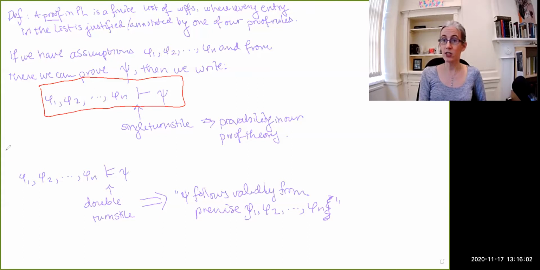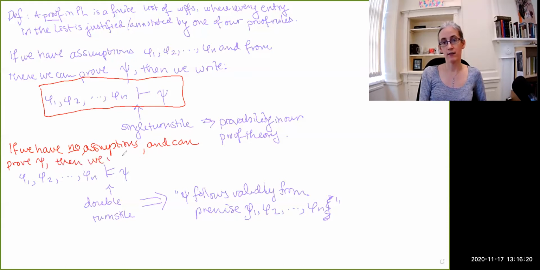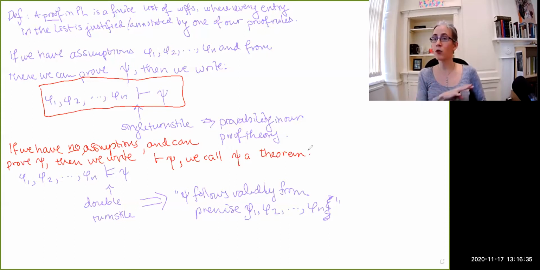However, if we have zero assumptions whatsoever, so if we have no assumptions and can prove some formula psi, then what we write is just nothing on the left-hand side of the single turnstile, and then psi. And in this case, we call psi a theorem. So that is something that can be proven without any assumptions whatsoever.